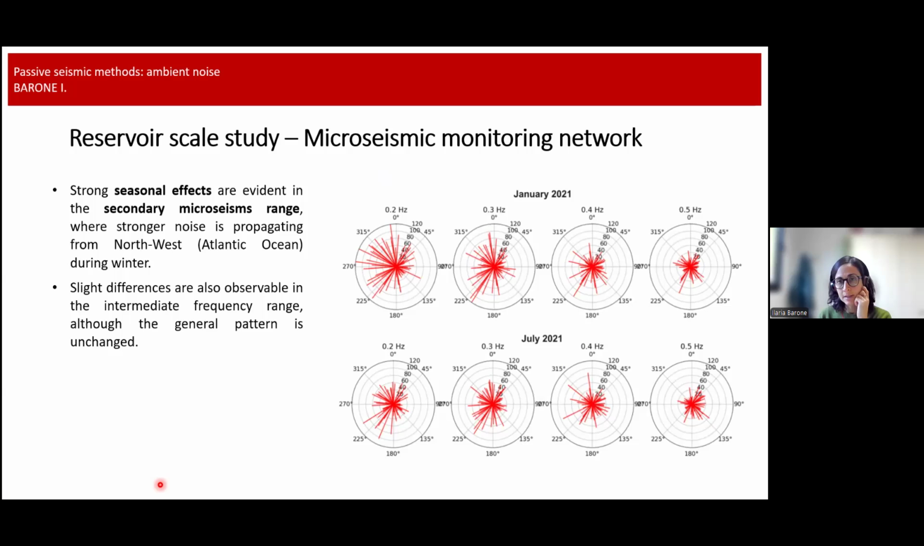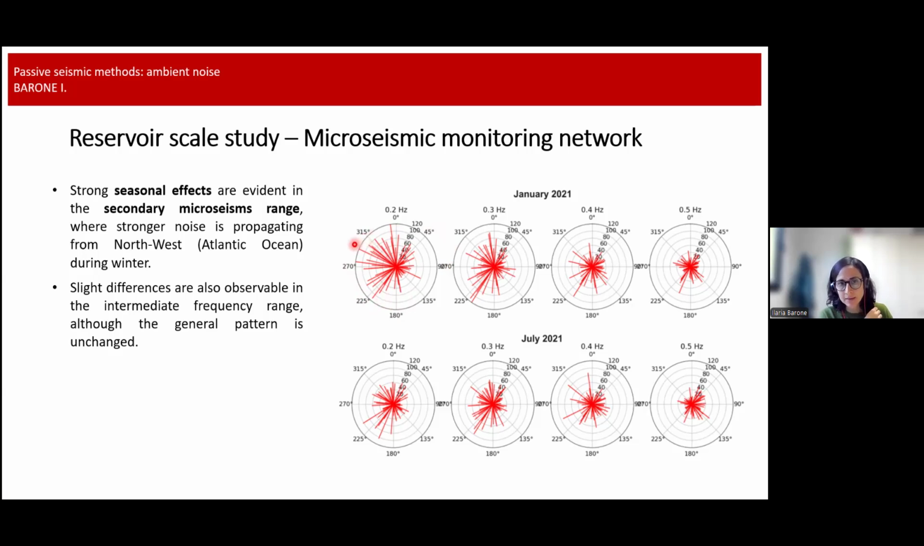Then the directionality: we have investigated if we had strong directionality by analyzing the symmetry of the cross correlations for the different station pairs, and these diagrams show exactly this for different frequency ranges. And we have done this exercise for the month of January and the month of July. And as you may see, for all frequency values, we have energy mostly from everywhere, from all azimuths, but we have some stronger directionality in January.